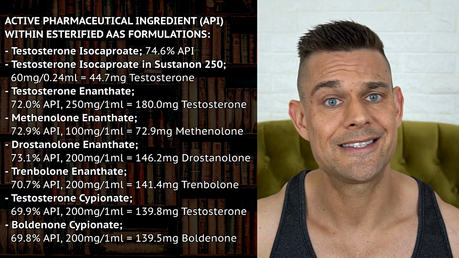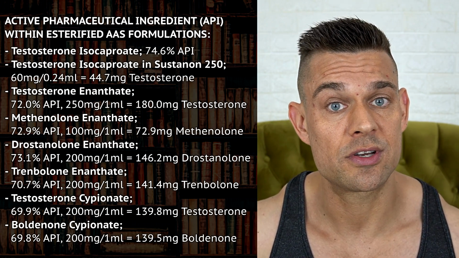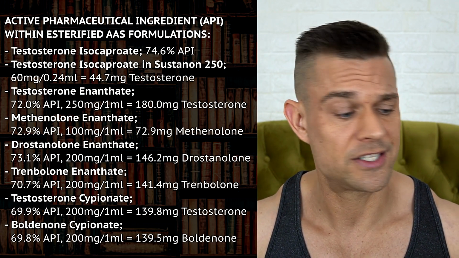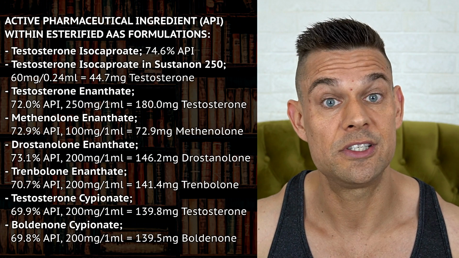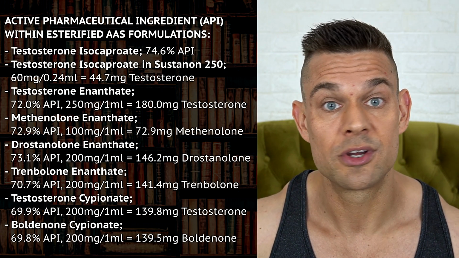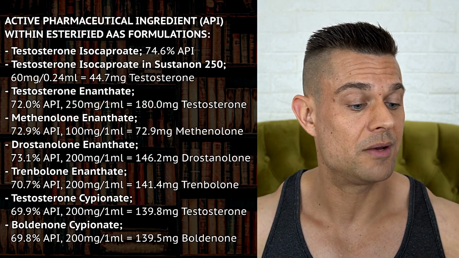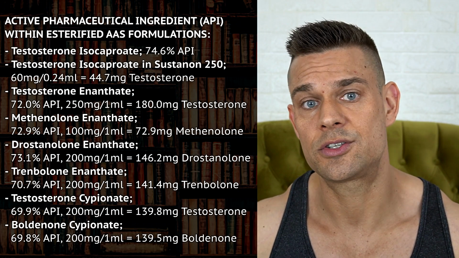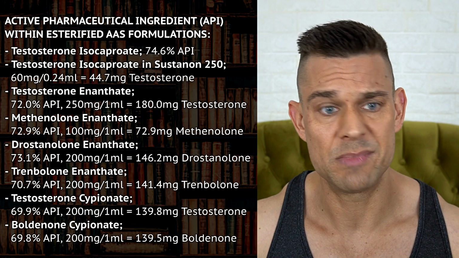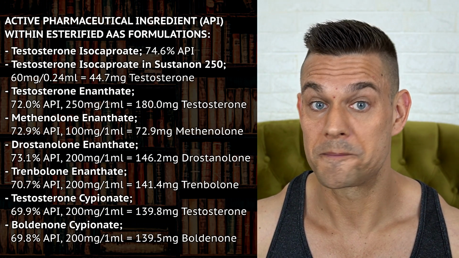If you like cypionate, testosterone cypionate will yield 69.9% actual testosterone. Which, if you really want to nitpick, is 2.1% less compared to testosterone enanthate, which is 72% testosterone. So a formulation of 200 milligrams per 1 milliliter testosterone cypionate will yield 139.8 milligrams of testosterone. But 1 milliliter of testosterone enanthate yields 180 milligrams. 40 milligrams per 1 milliliter more.